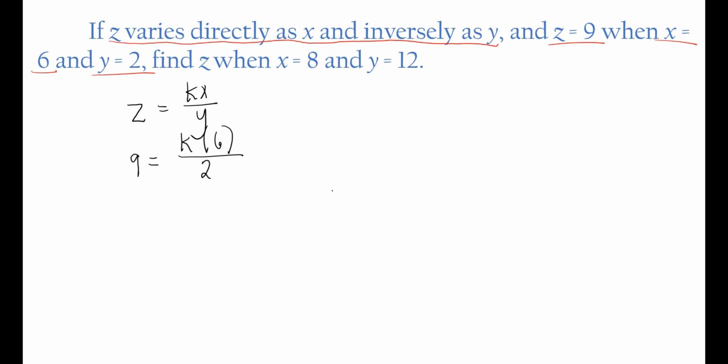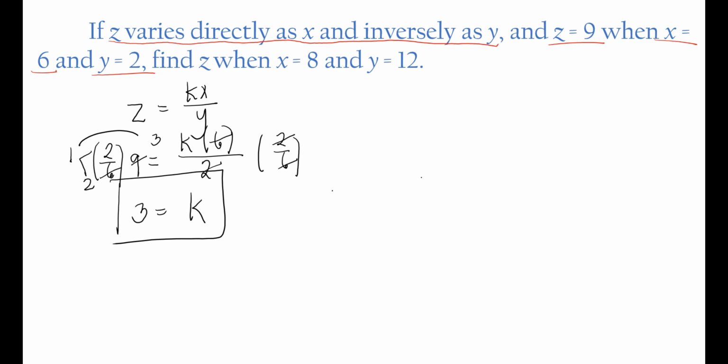Now, to solve for the value of k, we have to multiply both sides of the equation by 2 over 6. We will now cancel this out, and k will remain. We can also cancel this out to 2, and this 1 to 3. And now that we have 2 over 2, we may simplify this as 1. And 1 times 3 is equal to 3. So the constant of variation is equal to 3.